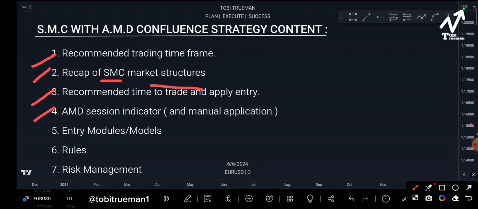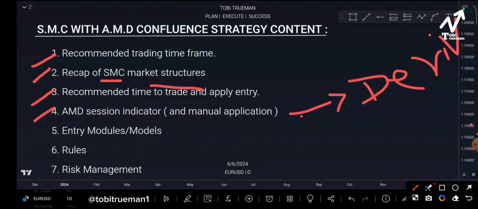Now we'll also look at the AMD session indicator. On TradingView, there's what we call a session indicator that will automatically map out the Asian session, the London session, and the New York session for you without stressing you out. Since this indicator cannot be found on Deriv, if you want to trade Volatility 75 or any of those volatility pairs, they are not available. This indicator is not yet available on the Deriv platform. So I will also explain how to apply the indicator manually.